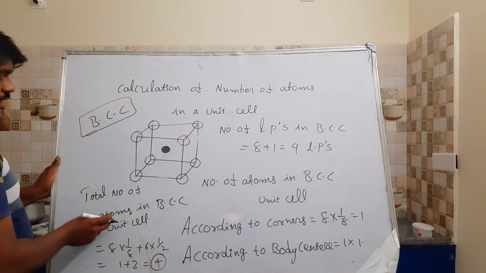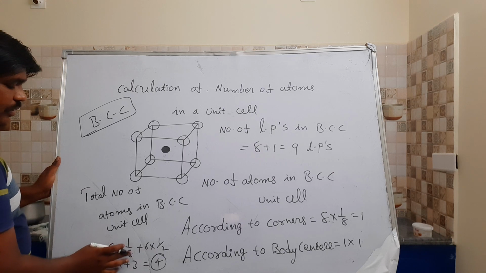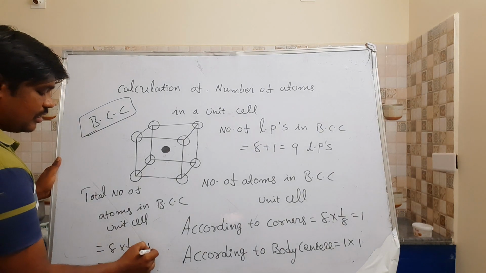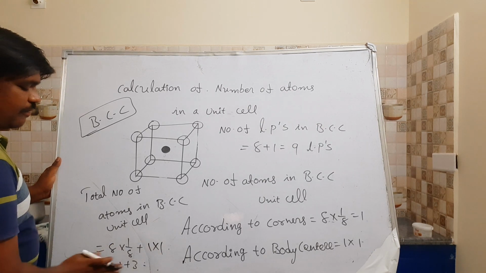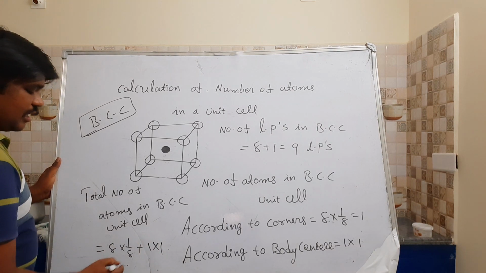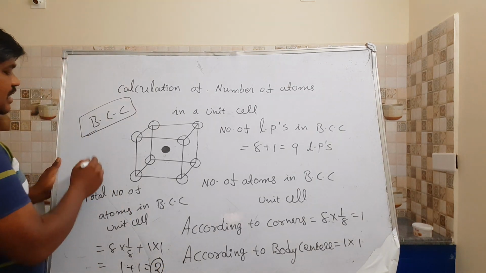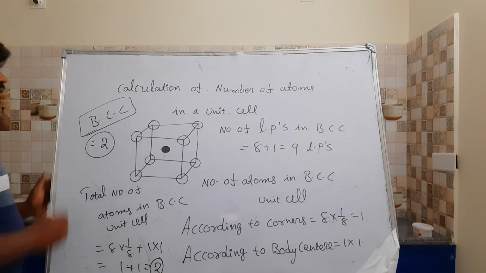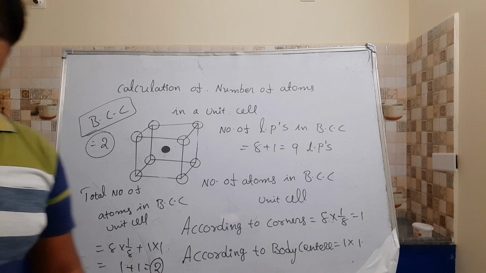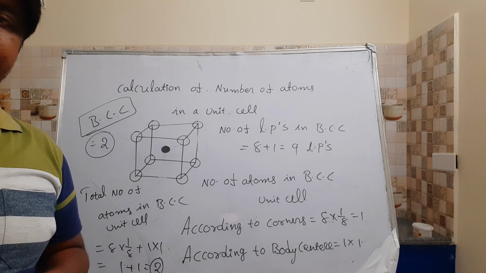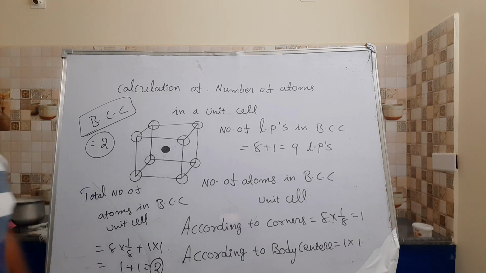Total number of atoms in the BCC unit cell is equal to 8 into 1 by 8 plus 1 into 1. This is the contribution of the body center, it is 1, and that is also 1. 1 plus 1, total number of atoms in the BCC unit cell is 2. In the BCC unit cell, there are 2 atoms only.